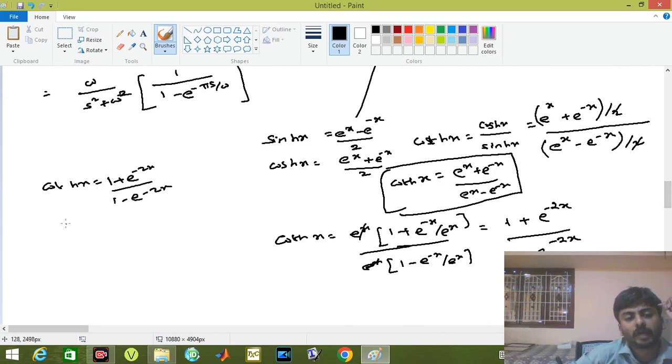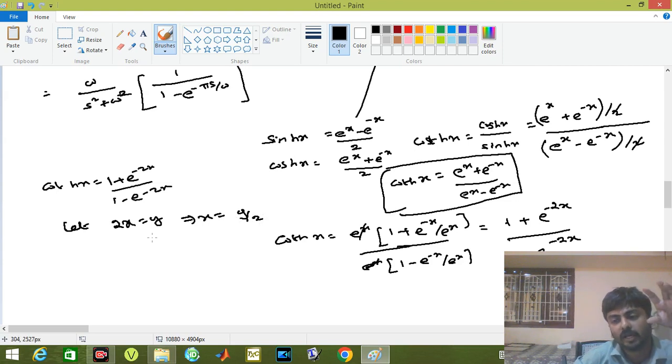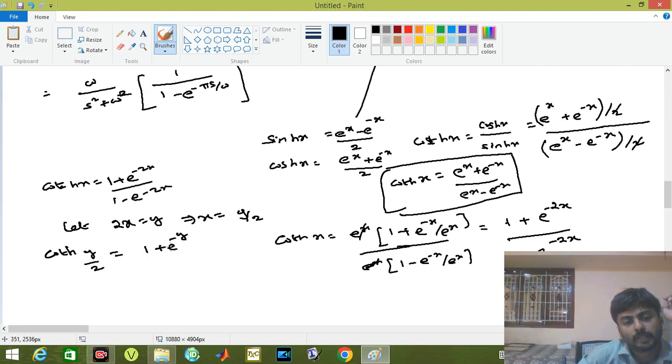So I am taking let 2x equal to y, which implies x equal to y by 2. This is the way of deriving half angle formulas for hyperbolic functions. So we will get coth of x equal to y by 2, coth of y by 2 equal to 1 plus e power of minus y divided by 1 minus e power of minus y. So now the values are similar.